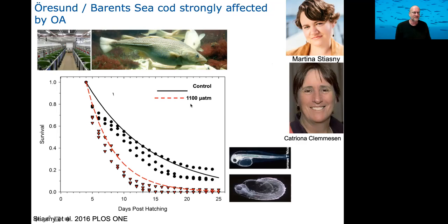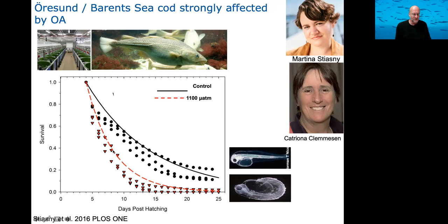They showed in two completely independent experiments a drastically increased mortality, basically a doubling of the mortality of juvenile cod, which is of course of concern. And if that materializes in the wild, it would have pretty dramatic consequences for recruitment.